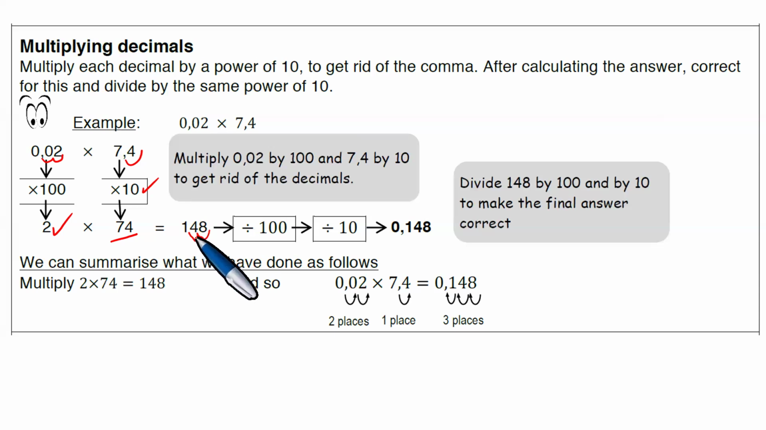But you also have the following. Right, and then you divide the 100, you divide again by 10. So if you divide by 100, it becomes 1,48, but you divide again by 10, it becomes 0,148.